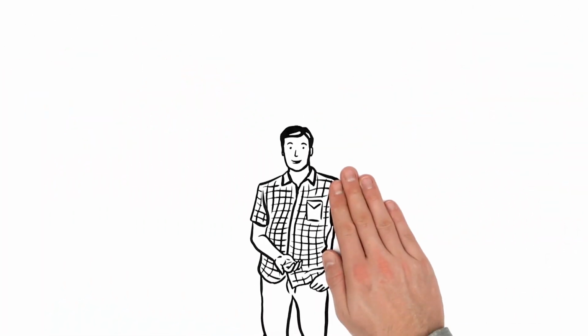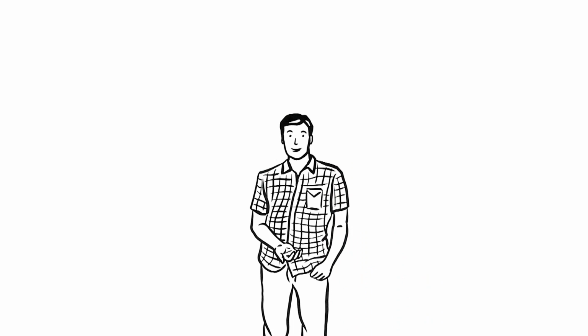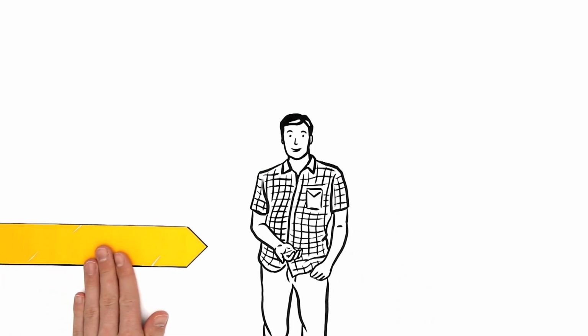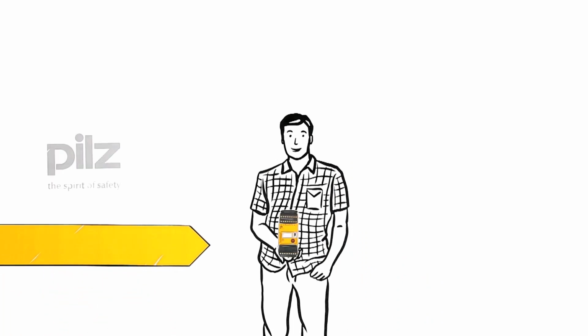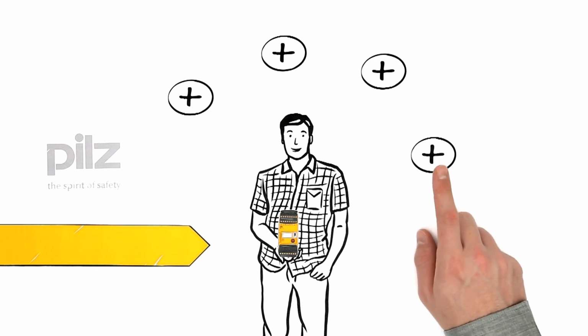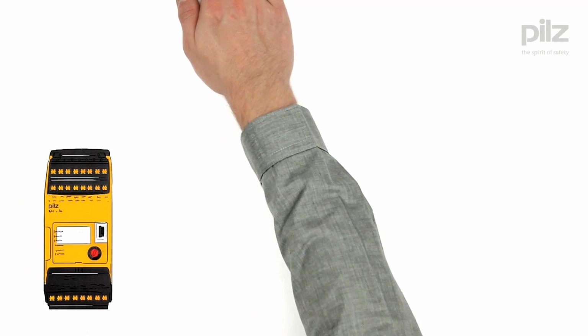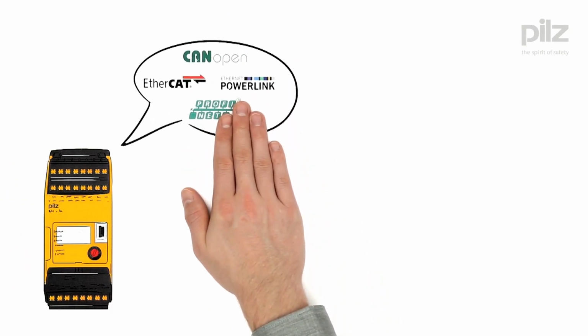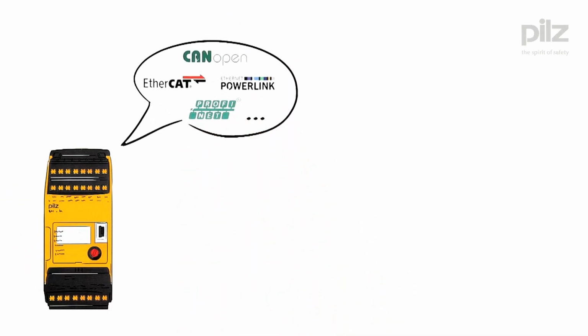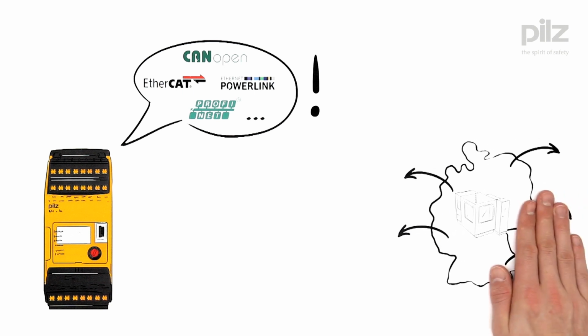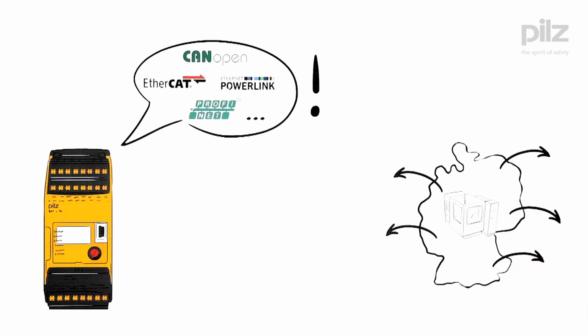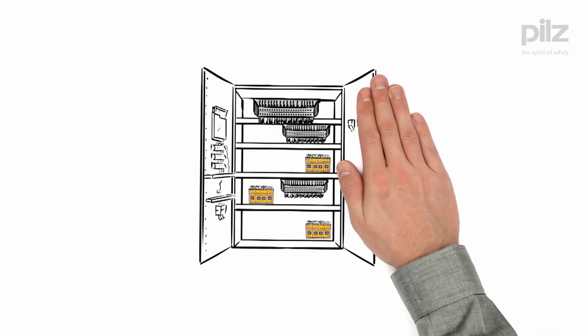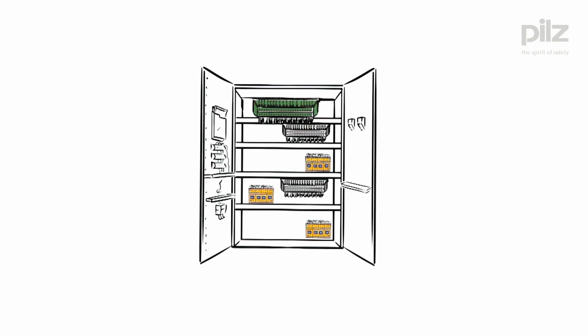For Mr. In Charge, the solution is obvious: the tried-and-true PNOZmulti from Pilz. It has several advantages. For instance, it can communicate across all usual communication networks. This is especially important for the international use of the machine, and it implies a high degree of flexibility for Mr. In Charge. Plus, he can set up his safety architecture independently of the standard PLC.